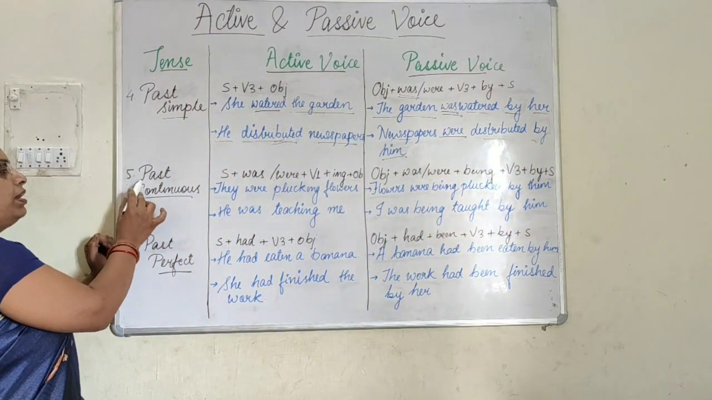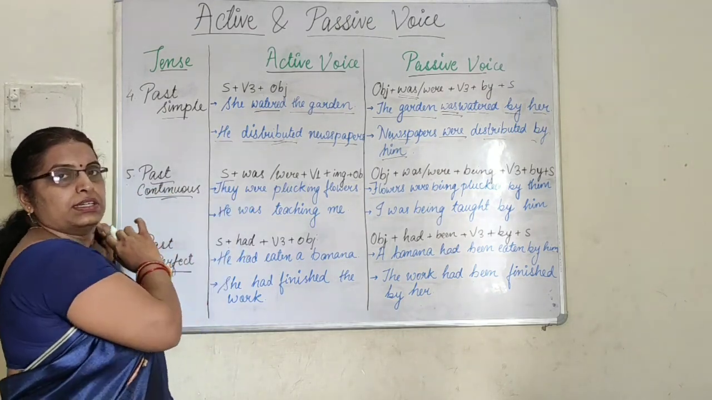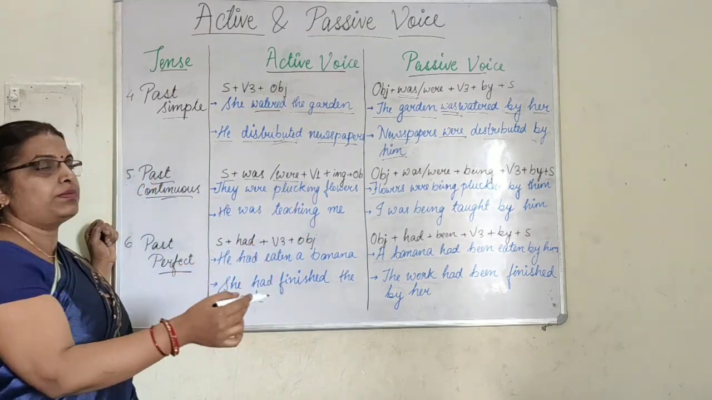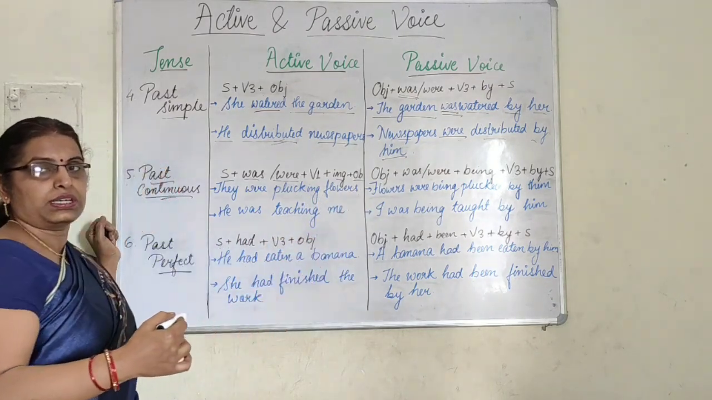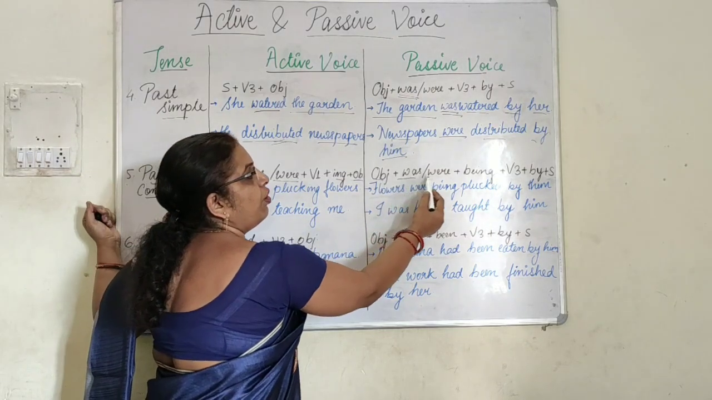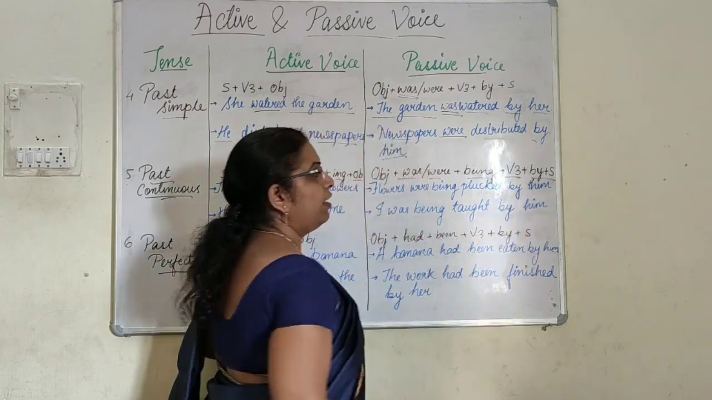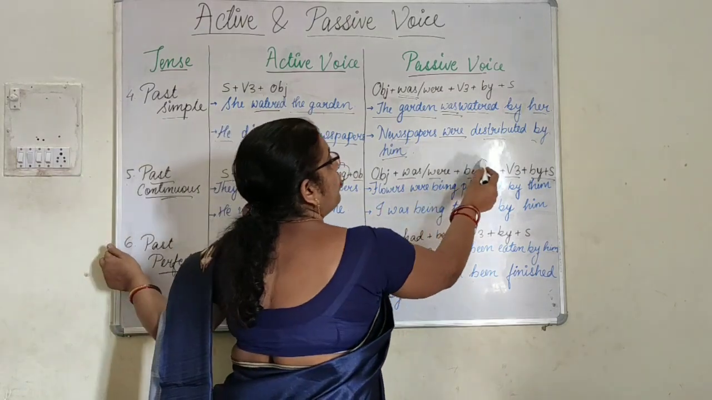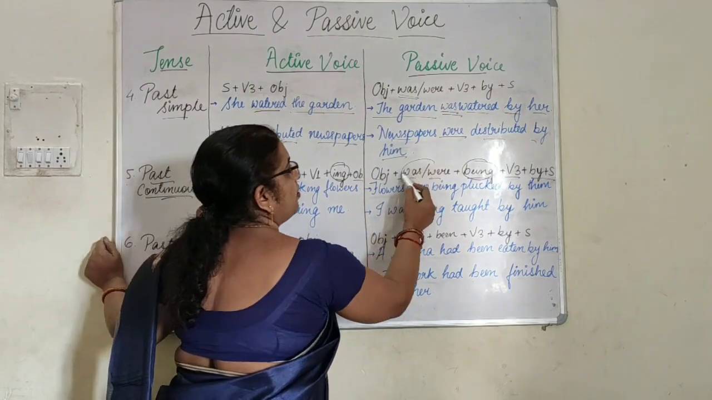Come to the next form. It is the past continuous form. Subject plus was or were according to the number of the subject, then V1 and ing along with the object. When it changes to passive voice, object plus was or were, and "being" is used, V3 is used, then "by", and the subject. Take care, when it is ing, it changes into "being", and as it is past, was or were is used.